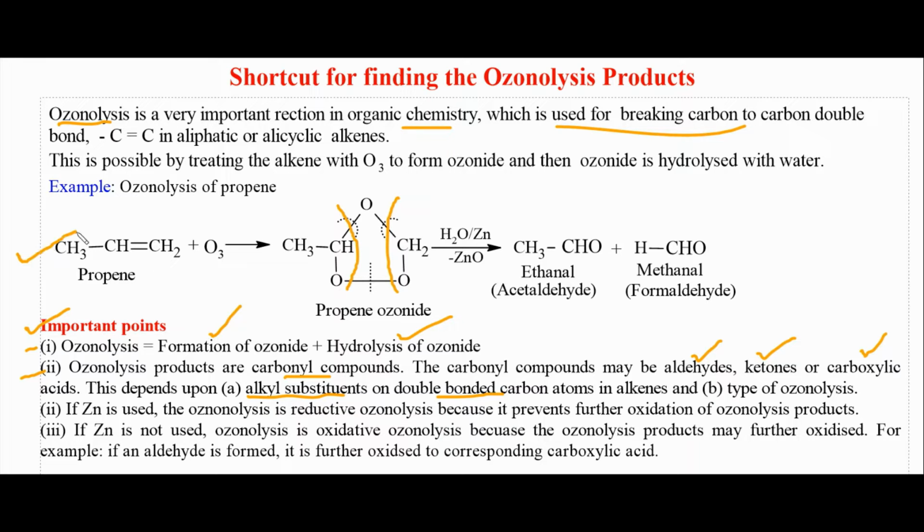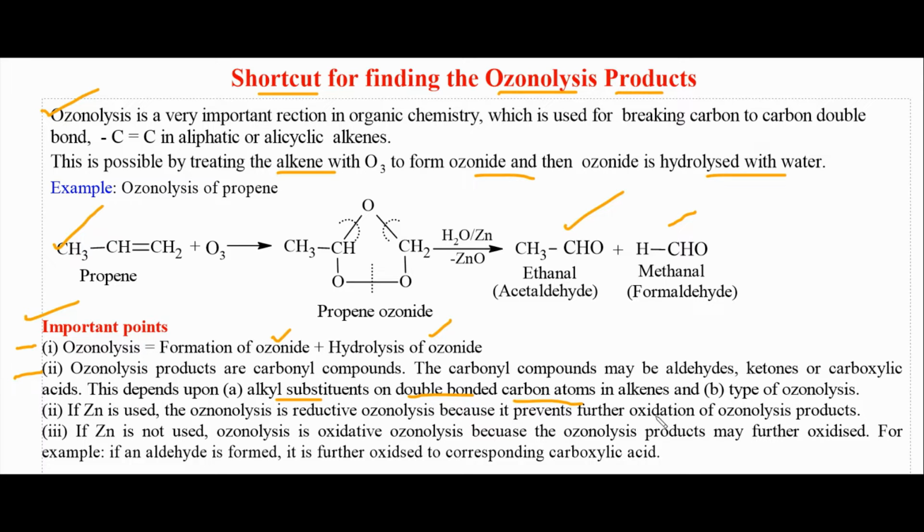Consider the above reaction, propene. Propene on ozonolysis gives ethanal and methanal. Both are aldehydes. Suppose there is a substituent, methyl substituent on second carbon atom. Then the first product may not be ethanal. Instead of ethanal, we get acetone. So the products will be a mixture of ketone and aldehyde. In this way, the substituents on double bonded carbon atom can affect the ozonolysis products, right?